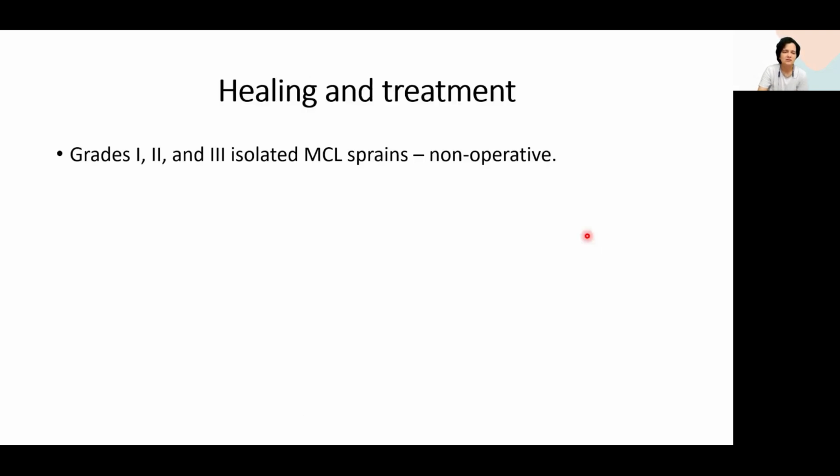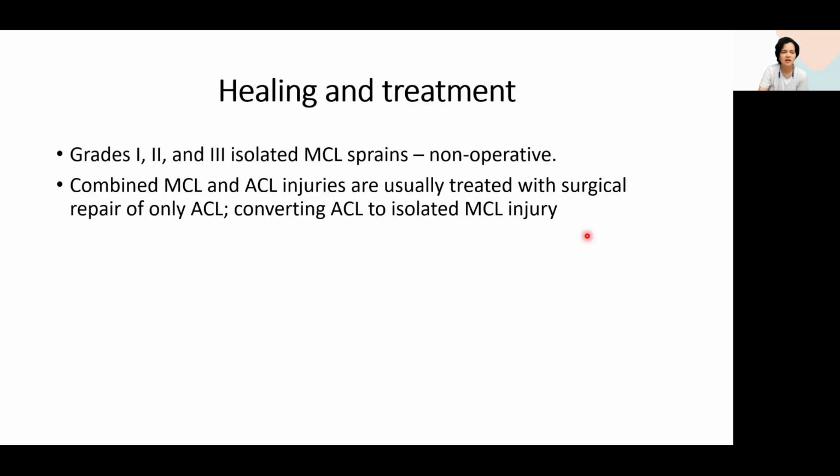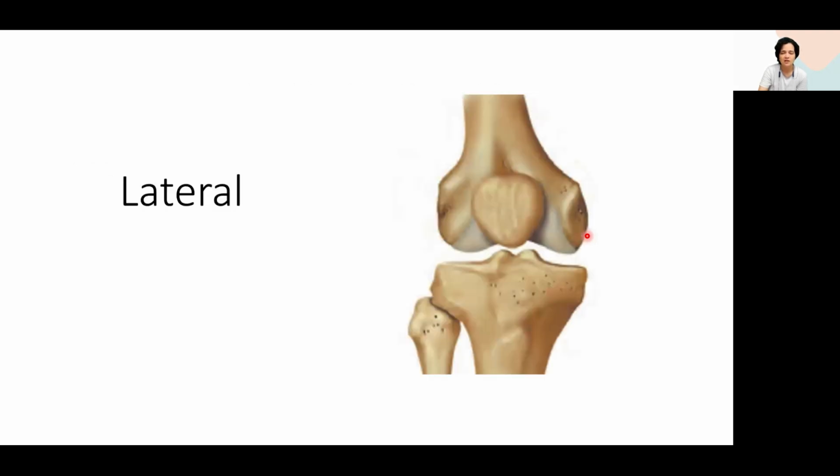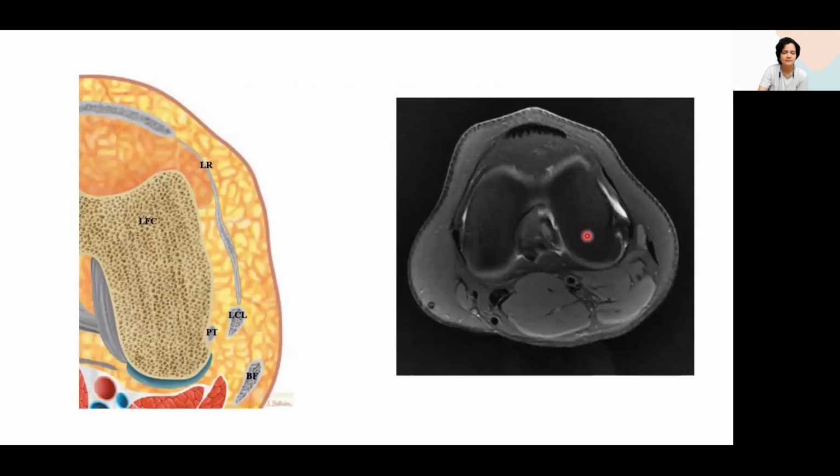So MCL tears are managed non-operatively or conservatively, and if there is combined MCL and ACL injury, surgeons often go for an ACL repair and leave the medial collateral ligament as such. Let's move to the lateral side.